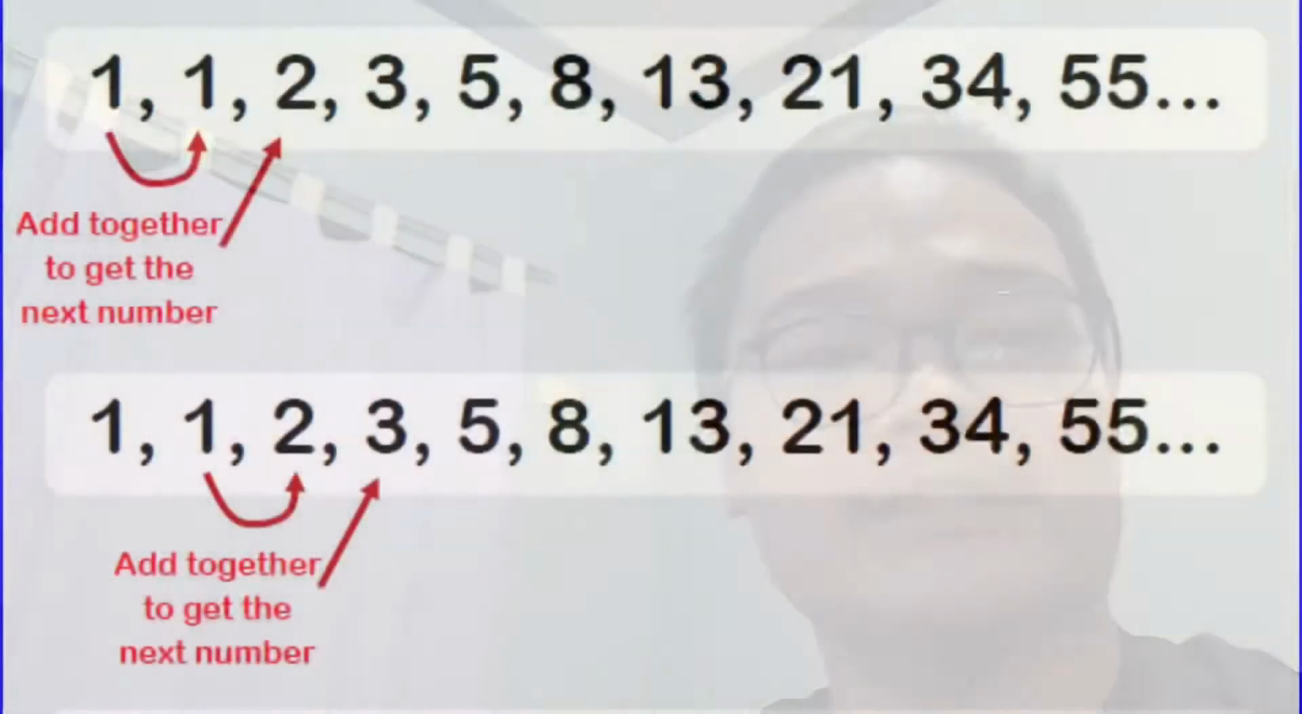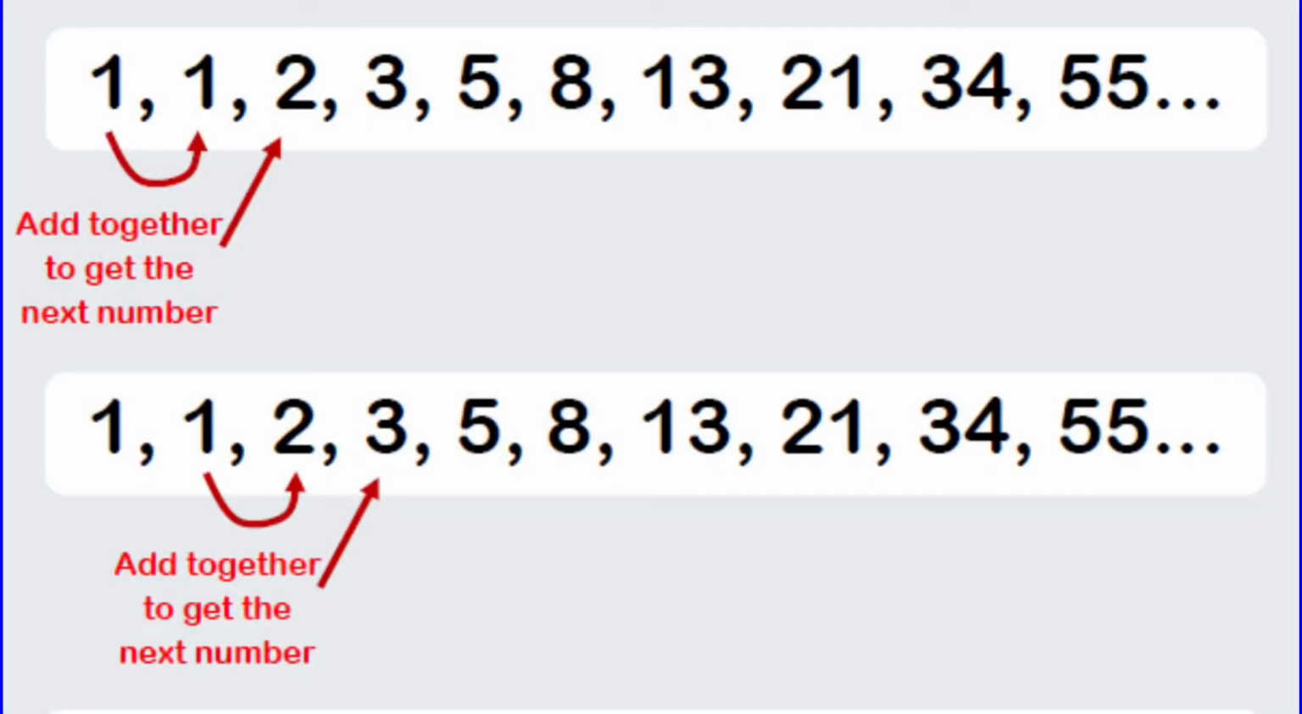Last but not the least is the Fibonacci sequence or numbers. It is a series of numbers in which each number is the sum of the preceding 2 numbers. For example, 1 plus 1 is equal to 2, 2 plus 3 is equal to 5, 5 plus 8 is equal to 13, and so on and so on.